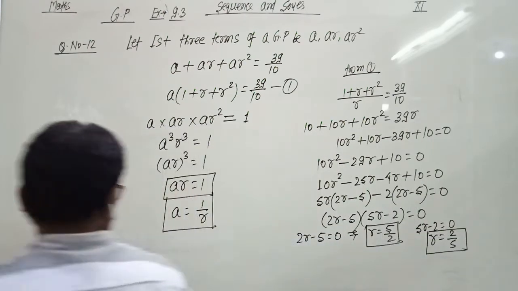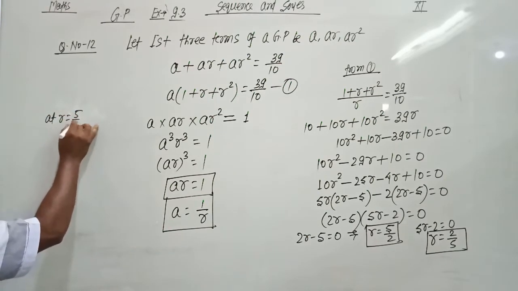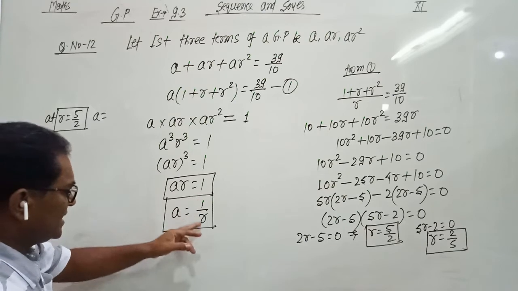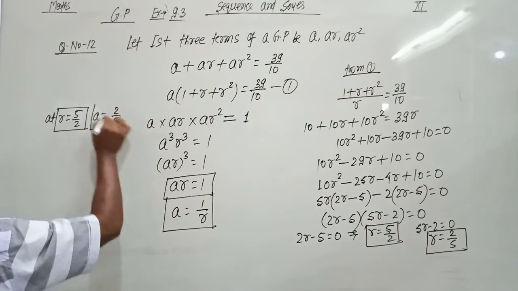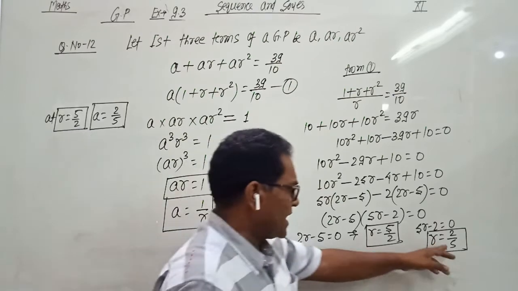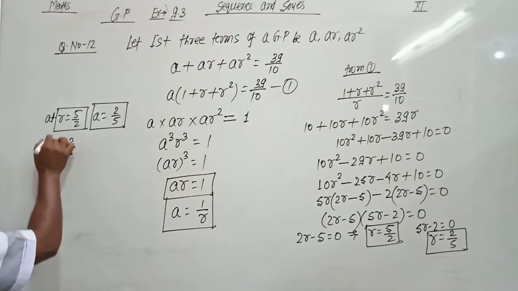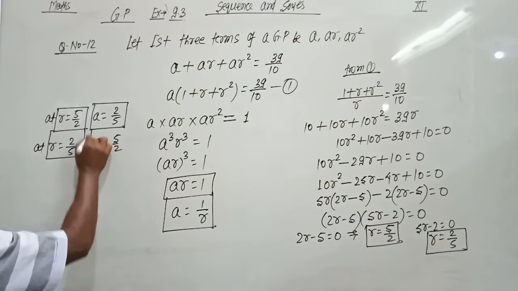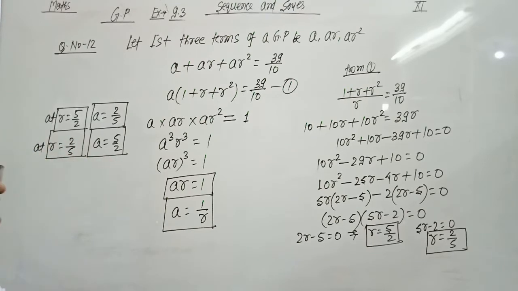When we take R equals 5 by 2, the value of A is 1 by R. So 1 by 5 by 2 means the value of A comes to be 2 by 5. And at R equals 2 by 5, the value of A is 5 by 2, because A equals 1 by R. Reciprocal of 2 by 5 is 5 by 2.